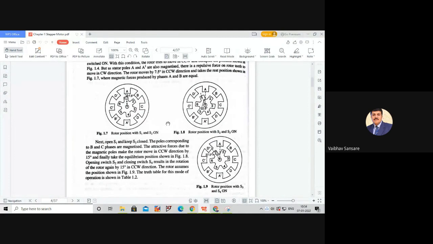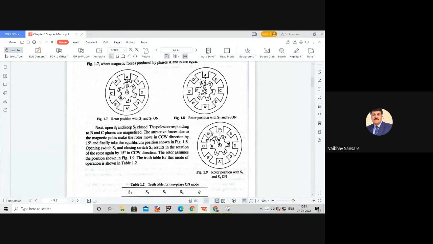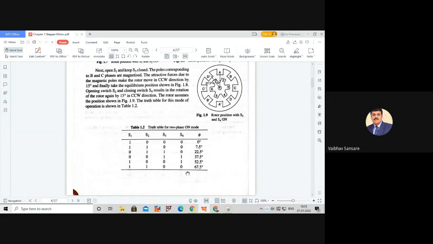Now the next mode of operation: we have to turn off S2, keep S3, and turn on S4. That means open S2, close S4. Again in this case, the motor will rotate in the forward direction, that is the CCW direction, by 15 degrees. So in this mode there will be two phases excited at a time, but we obtain the rotation of the rotor by a full step angle, that is 15 degrees. So let's try to understand the truth table for this two phase on mode.